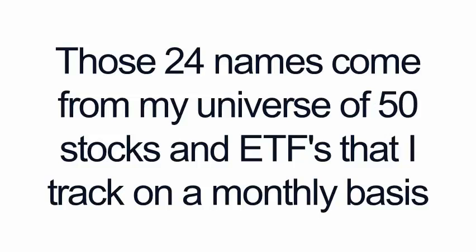His watch list can change once a month, and right now his list is about 24 names. Those 24 names come from a universe of 50 stocks and ETFs that are tracked on a monthly basis. So in other words, when the watch list of 24 names is created for the month of October, for example, those names came from a universe of 50 products that have been tracked and researched for an extended stretch of time.